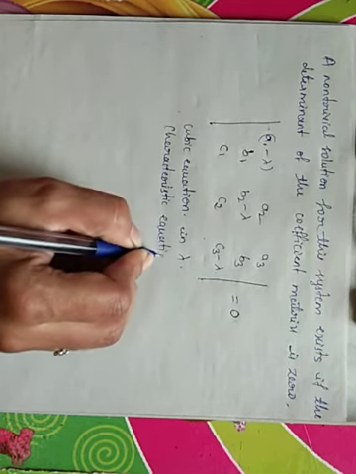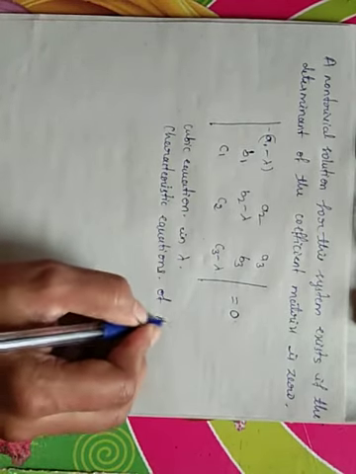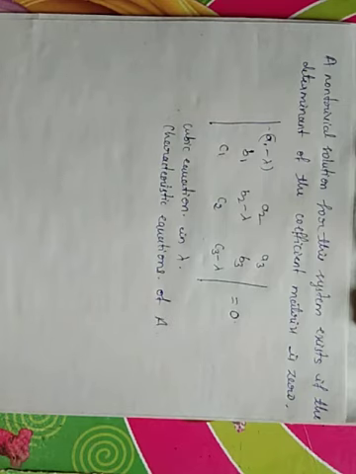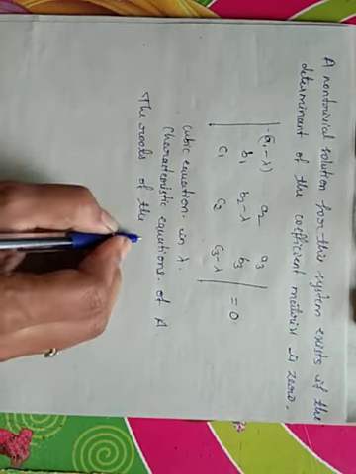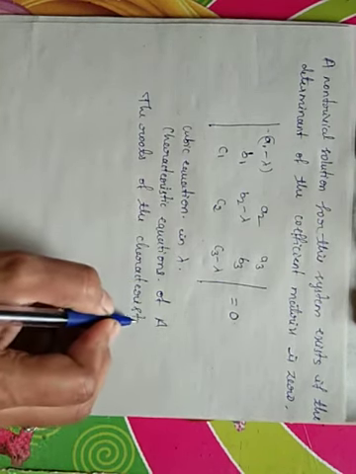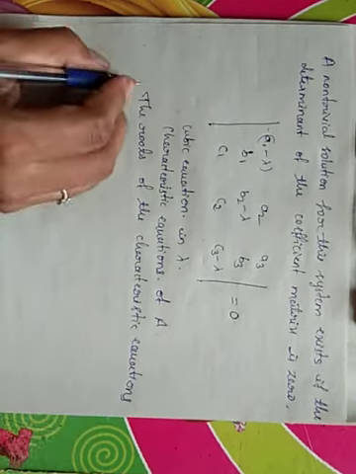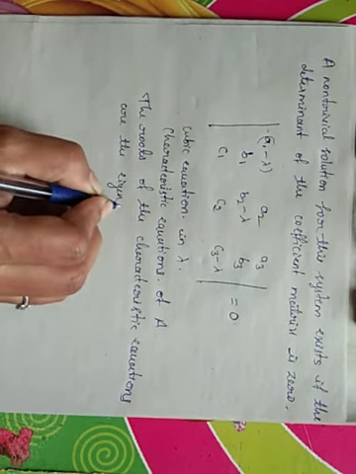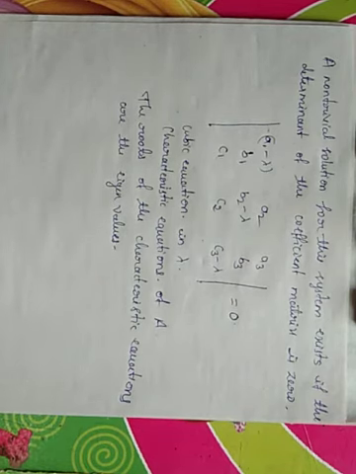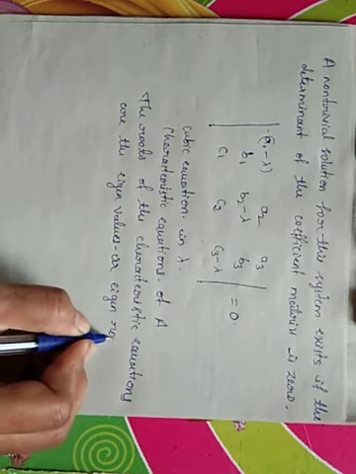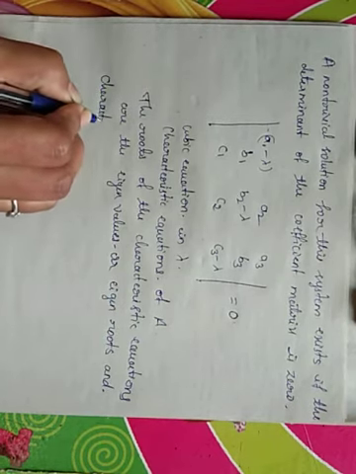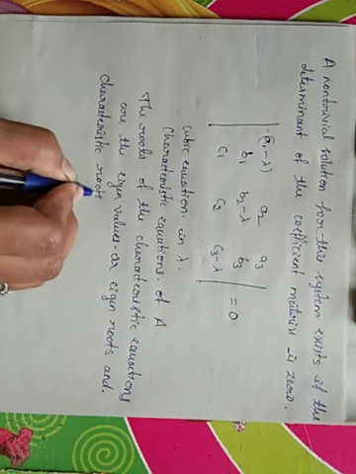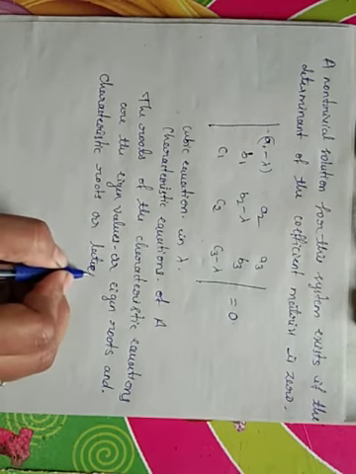The characteristic equation of a matrix A. And the roots of the characteristic equation are called the eigenvalues. Whatever values of lambda we get, those are called the eigenvalues, or eigenroots, and we also call them characteristic roots and latent roots.